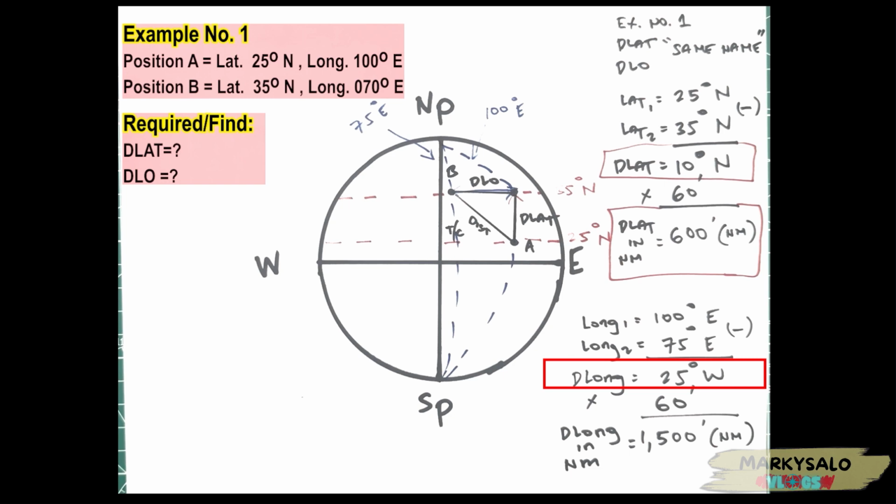And if we want to convert it to nautical miles, we just need to multiply it by 60 minutes. 25 degrees times 60 minutes is equal to 1,500 nautical miles. And the length of the horizontal line, or the DLO line, if we plot it in the nautical chart, will be exactly 1,500 nautical miles.